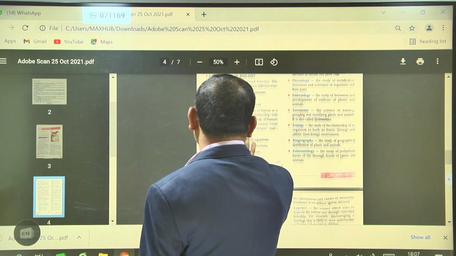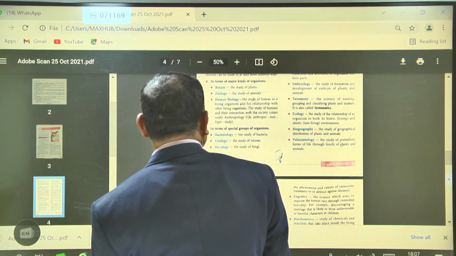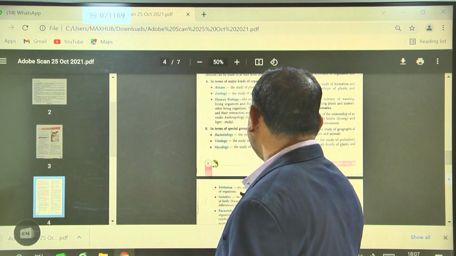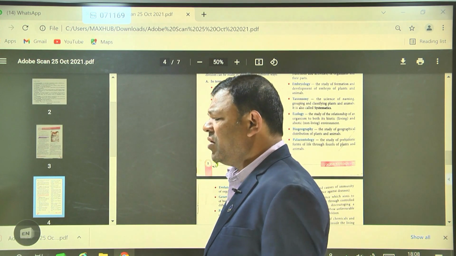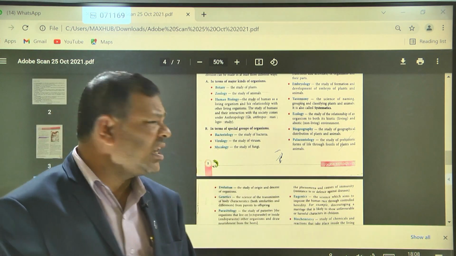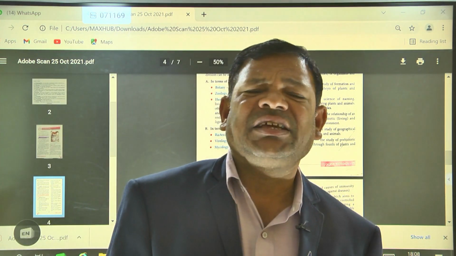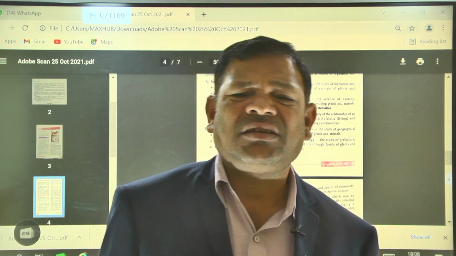Next, the second one is in terms of special groups of organisms. Especially bacteriology. You know very well, the study of bacteria is called bacteriology.